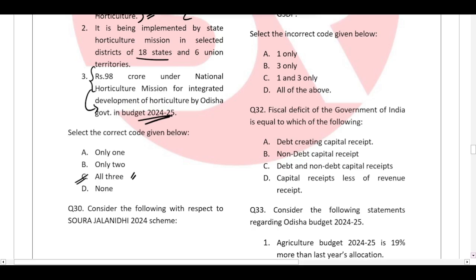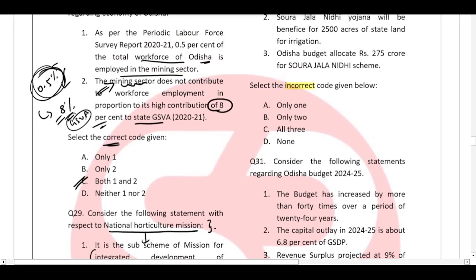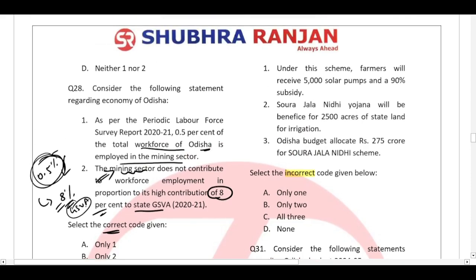Question number 30. Consider the following with respect to Saura Jalanidhi 2024 scheme. This is a scheme of the state government again. Under this scheme, farmers will receive 5,000 solar pumps at 90% subsidy. Saura Jalanidhi Yojana will benefit 2,500 acres of state land for irrigation. Odisha budget allocated 275 crore for Saura Jalanidhi scheme. Select the incorrect code.